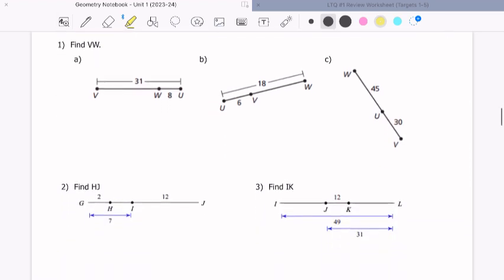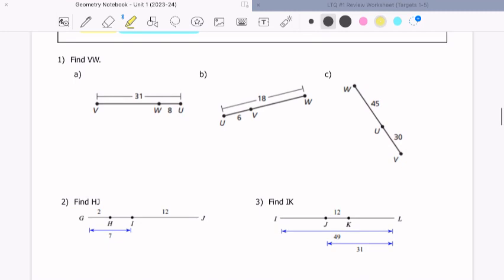Okay, down below we have a couple of different example problems. We're not going to do them all, but I encourage you to try them. Let's go ahead and do A. Okay, so A is part of number 1, and it tells us that we want to find VW. So remember here we don't have a line above it, so it's asking us to find the length of the segment VW. So I see that VW is this length in between here. So a couple things I notice. I notice that 31 is the whole. Okay, that's the length of the whole segment. And 8 is just the length between W and U.